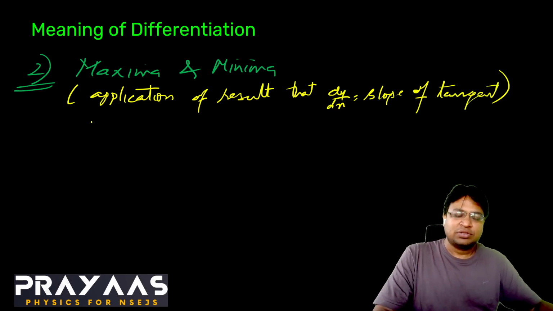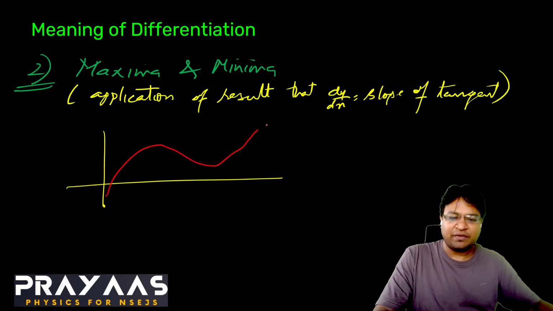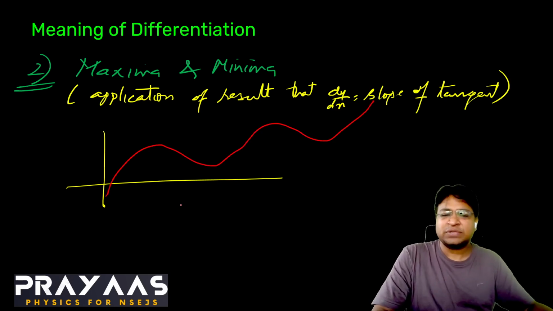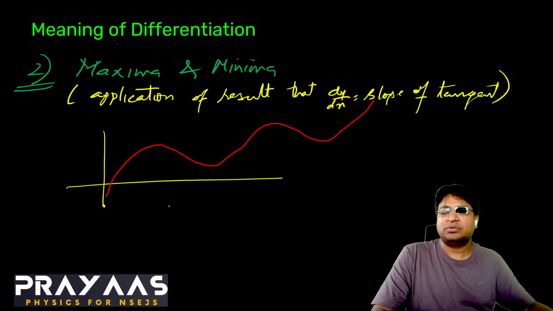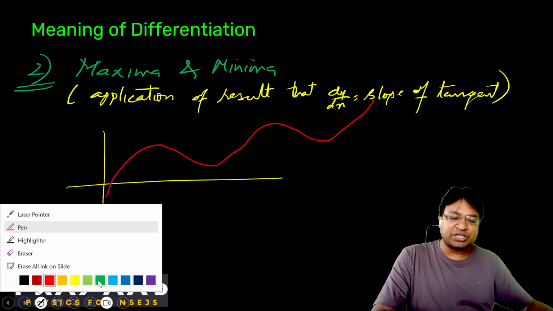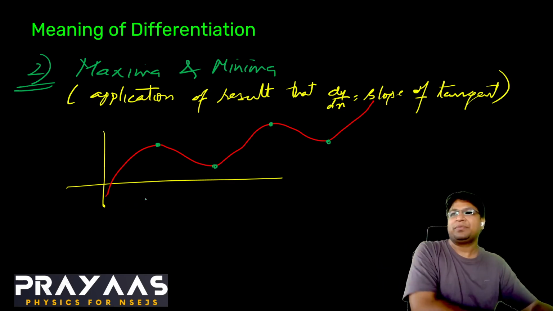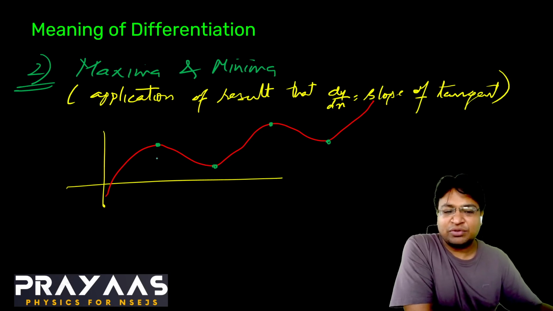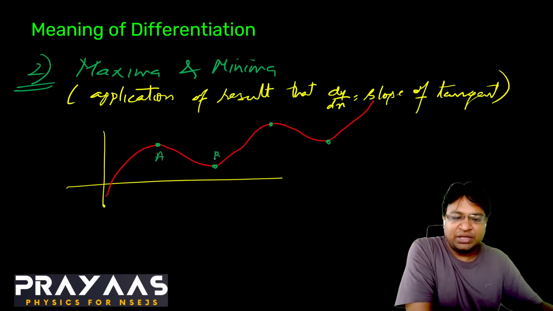Let's say we have a situation in which we are getting a graph somewhat like this. This is a function, we don't know what the dependence is, but there is some function, the graph of which is this. In this graph, there are certain special points that I want you to take note of: this point, this point, this point, this point. I'm pretty sure that intuitively you can also see that these are special. What is the speciality of these points, A, B, C, and D?